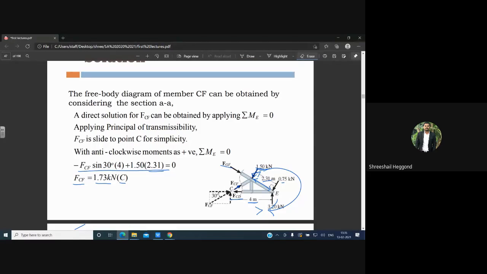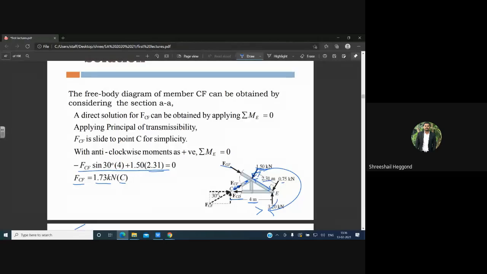If this goes in this direction, that will be of both members. That creates a compression member per CF. Whereas applied load, that is 1.5 kilonewton, is in the anti-clockwise direction. And 0.75 load is also applied in the truss, but we cannot consider it.